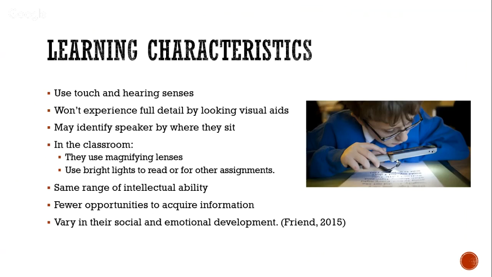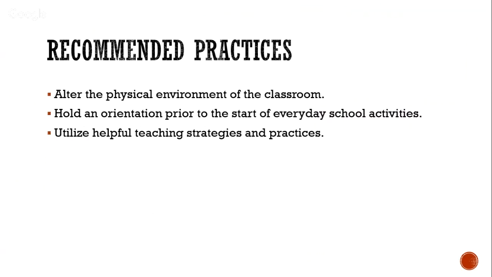And then they vary in their social and emotional development. Some may be perfectly capable of making friends and having strong relationships, and they won't need any support. Other students may need some support in developing their skills. Recommended practices, there's three main ones we have. One is to alter the physical environment of the classroom. 2, hold an orientation prior to the start of everyday school activities. And 3, utilize helpful teaching strategies and practices. And I'll go through these really quick and give some examples of how you can do each.